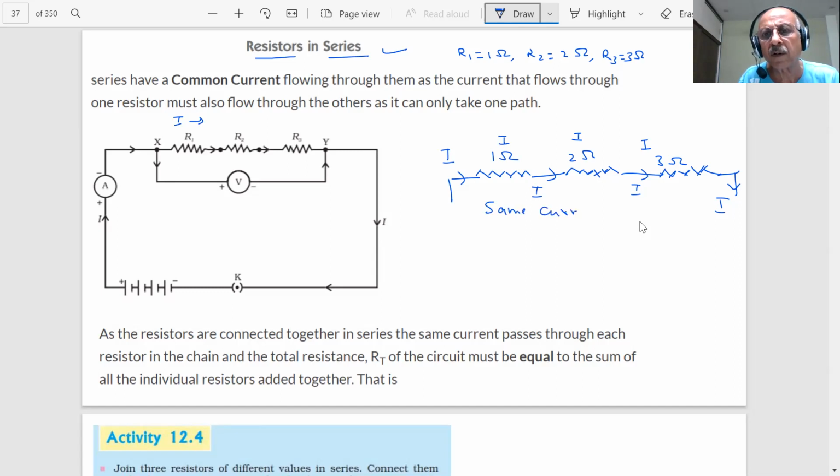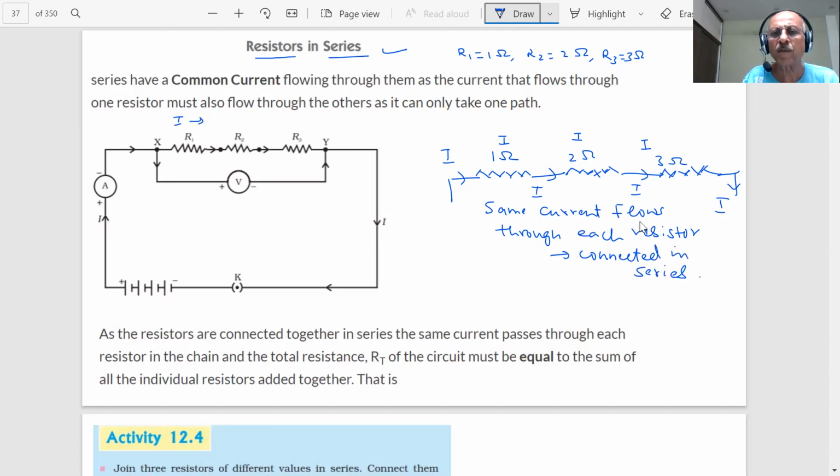The same current flows, student, through each resistor when they are connected in series. Is it clear? Because whatever current is there, it is passing through like this. So the same current is flowing. As the resistors are connected in series, the same current passes through each resistor in the chain, student. Did you note this point?